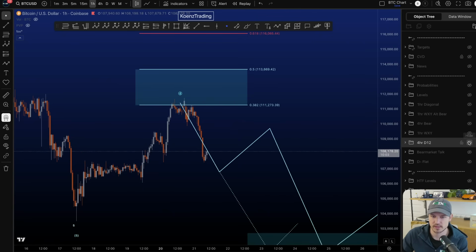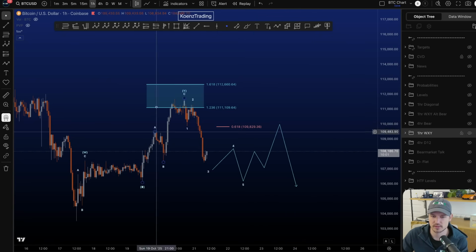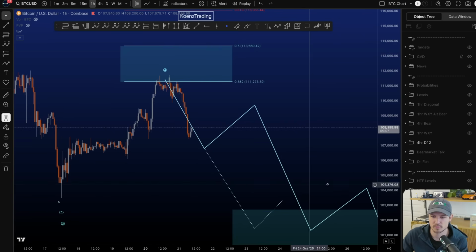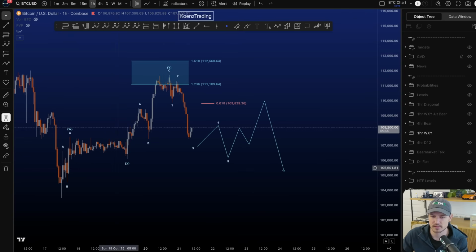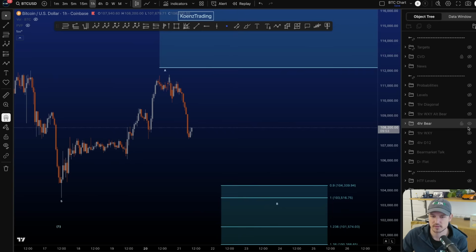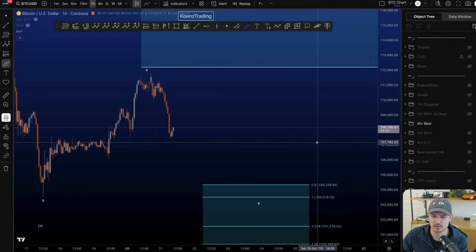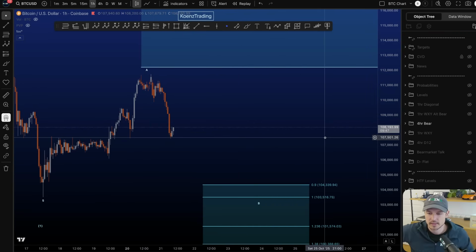Okay, so we have that scenario. This scenario matches continuation down in an impulse. This scenario also matches the bearish scenario because this can then be A, B, C, and then eventually you move back up. So that's nice. That's nice. Okay.